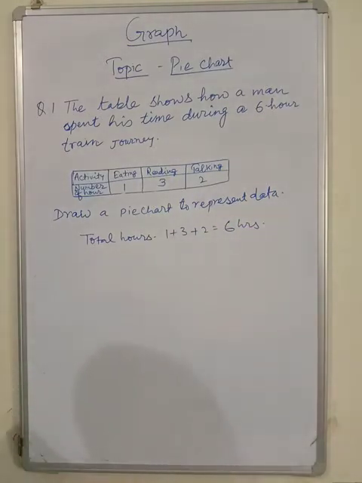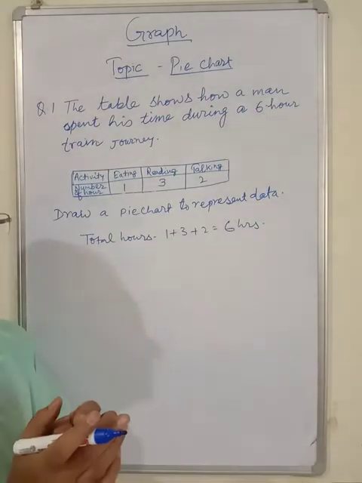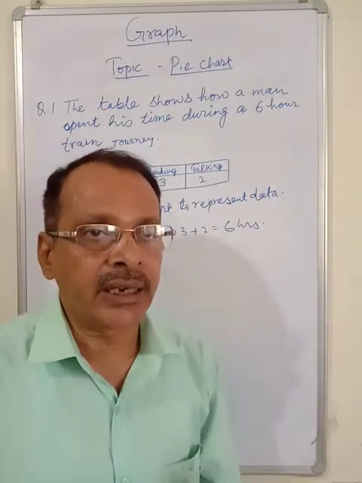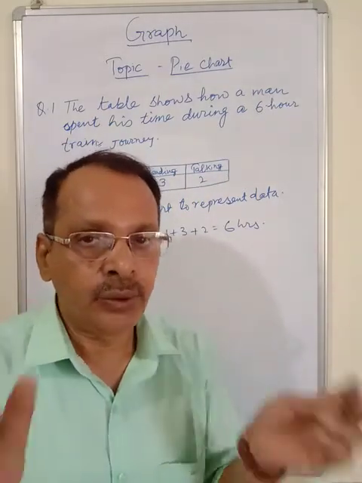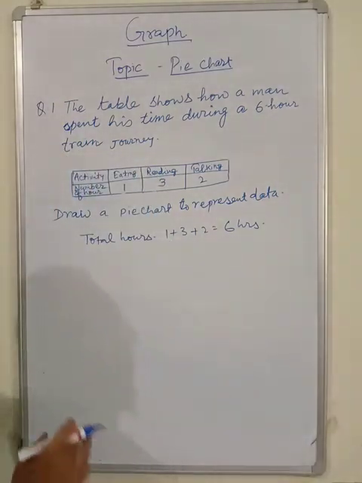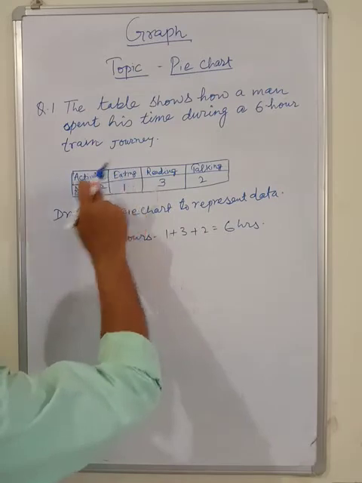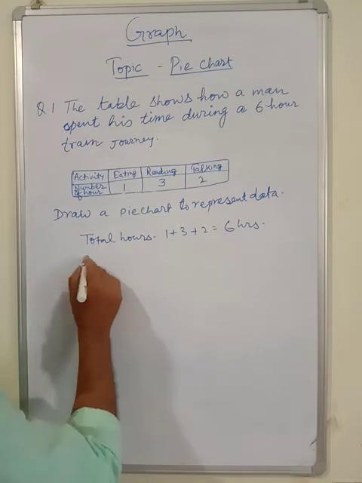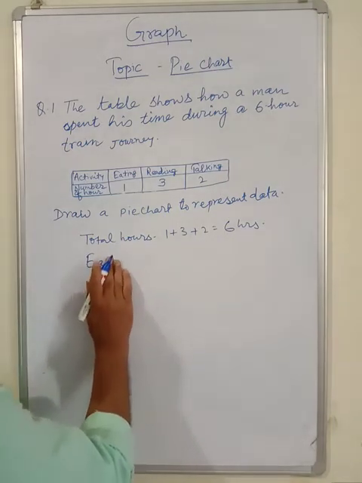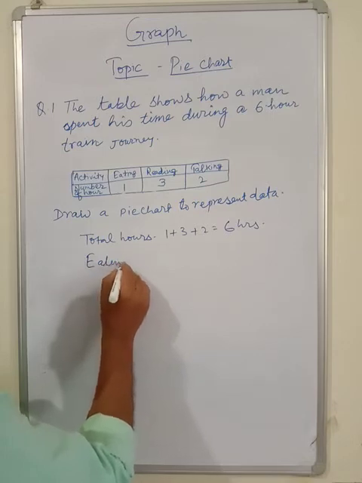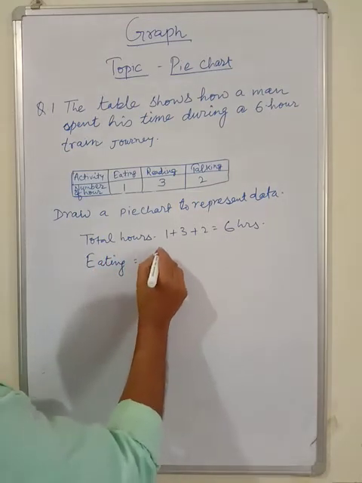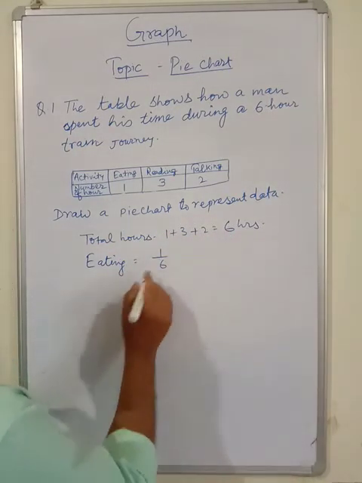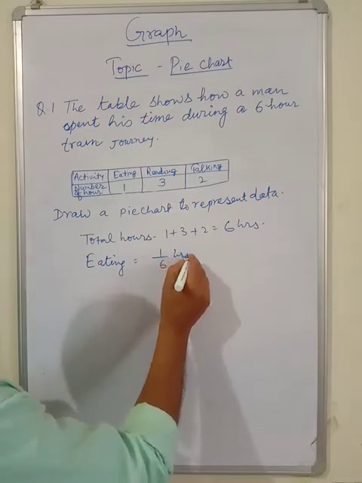Now you have to find the parts. A pie chart means you have to draw a circle, and inside the circle you show the parts. So be careful how you find the parts. If you have to find the part for eating, how much part? 1 by 6. This is 1 hour and the total is 6 hours. So 1 by 6.